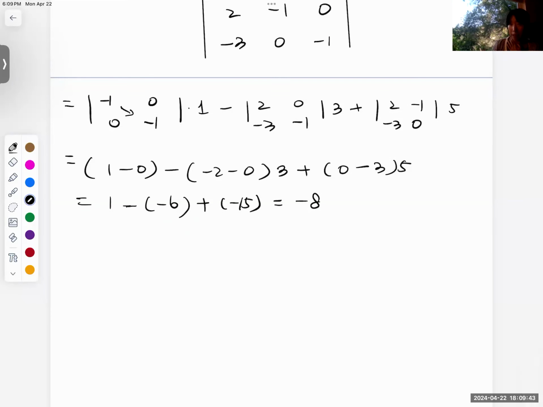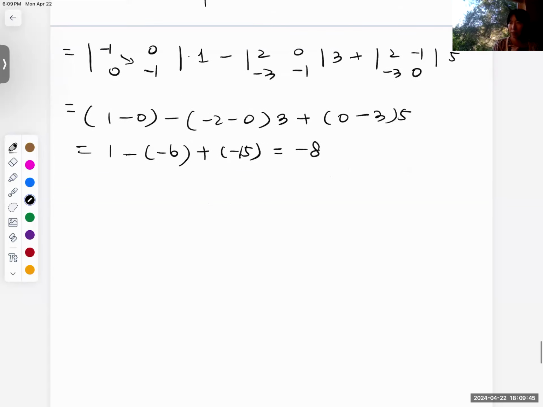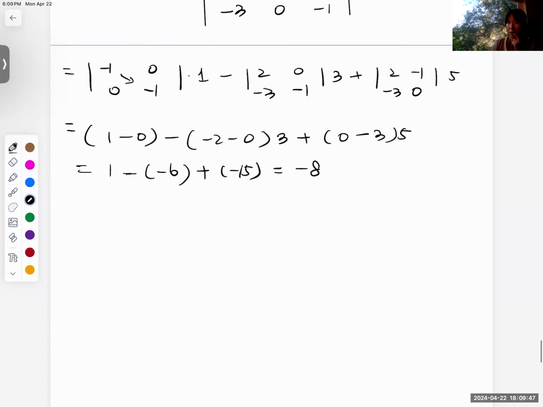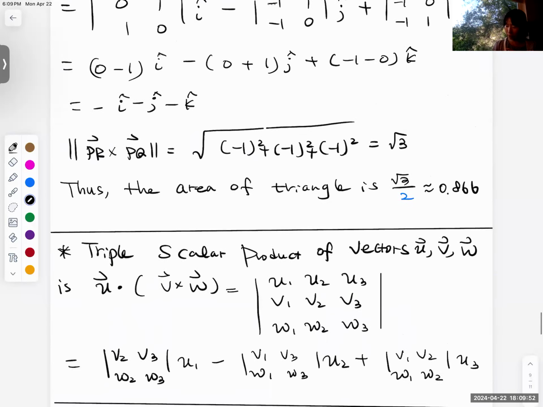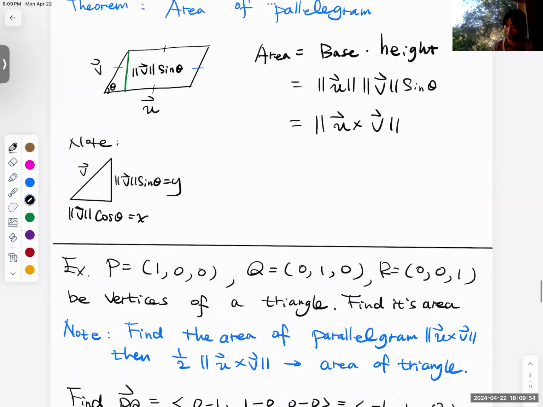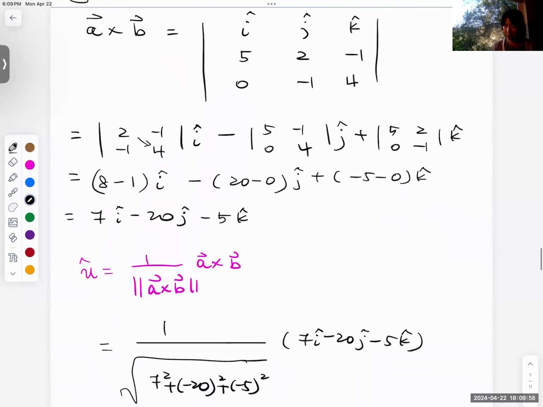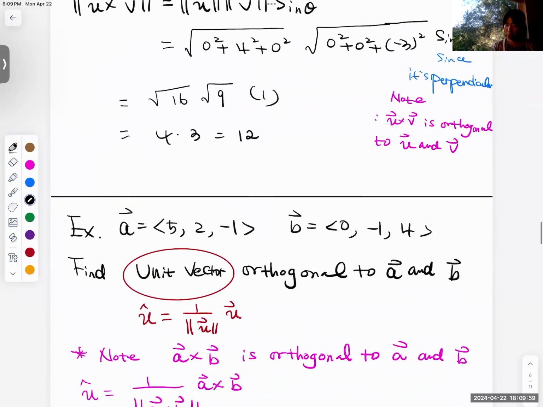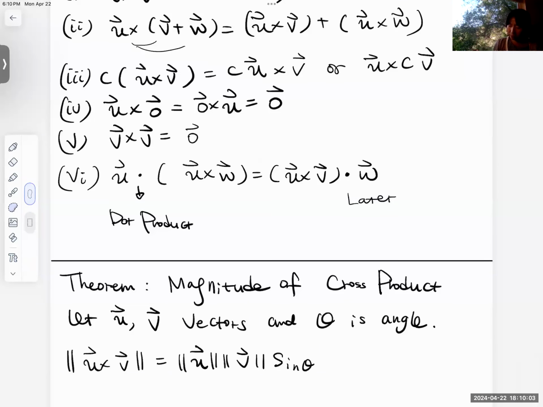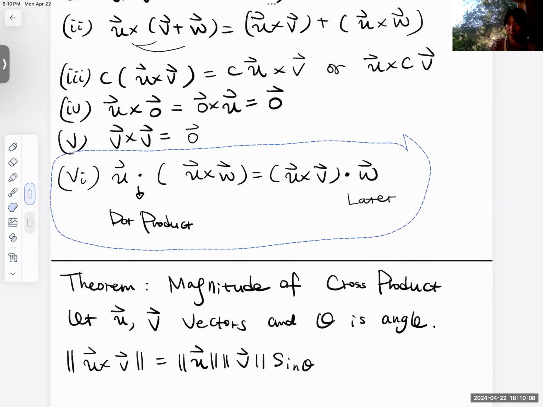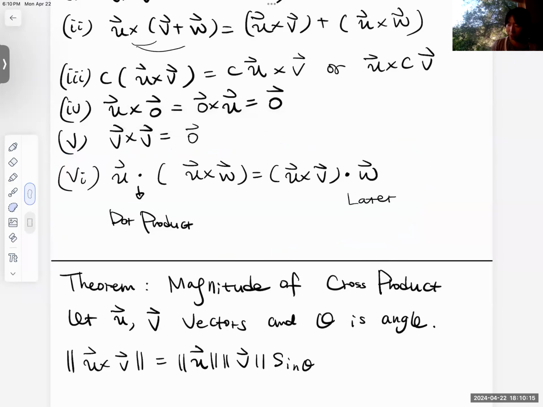Now, this is -8. Let's check that, because I want to show this one, the earlier properties. So earlier properties say that this one. And then I said that I'm going to show you with a number later. So this is the time. You copy.